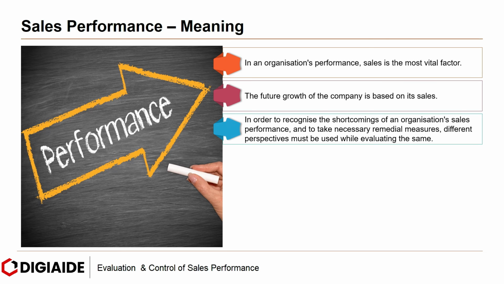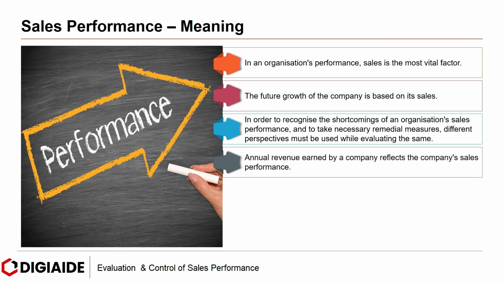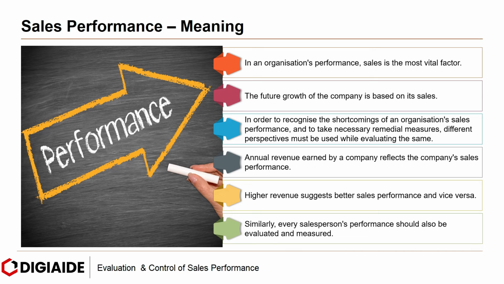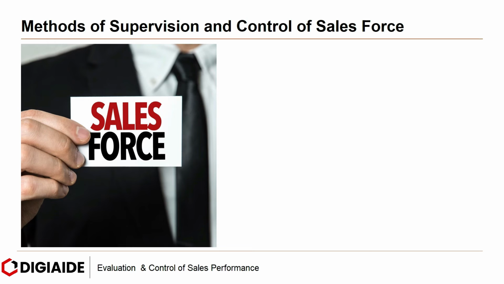In order to recognize the shortcomings of an organization's sales performance and to take necessary remedial measures, different perspectives must be used by evaluating the same. Annual revenue earned by a company reflects the company's sales performance. Higher revenue suggests better sales performance and vice versa. Similarly, every salesperson's performance should also be evaluated and measured. To do so, there are many methods.